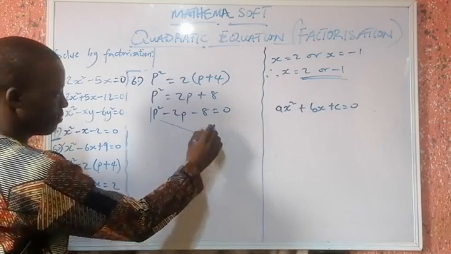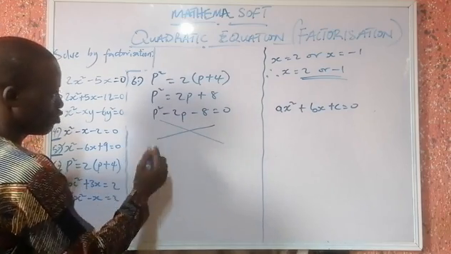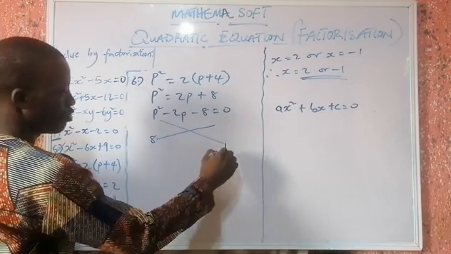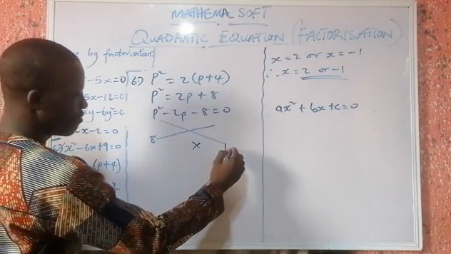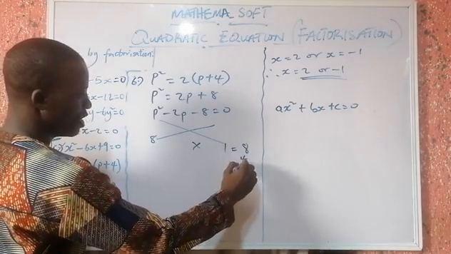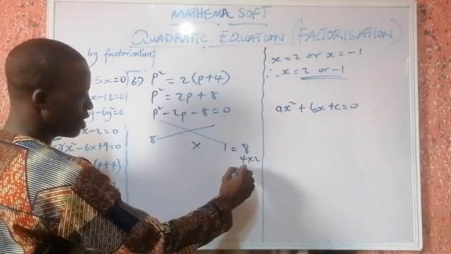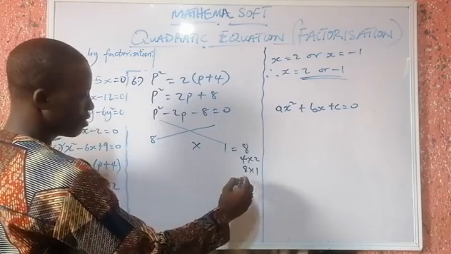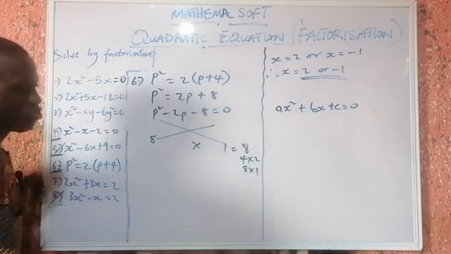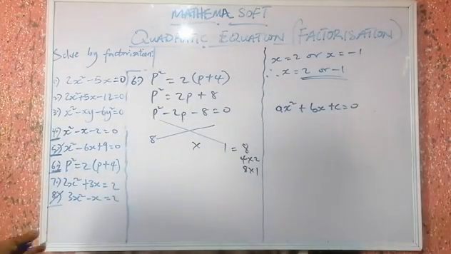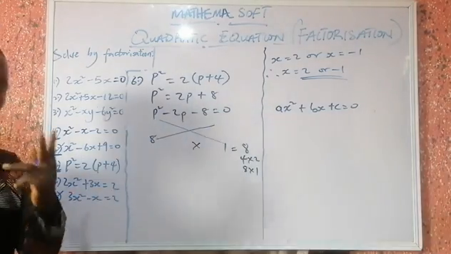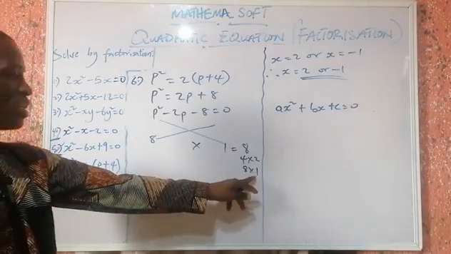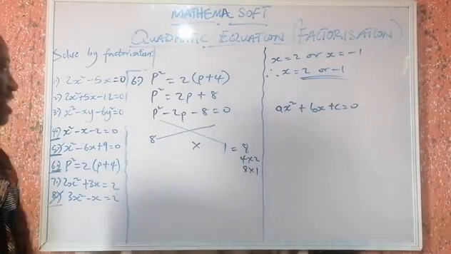It's not all the time that you need to be doing this, but let me still do it. 8, and then you have 1, so that will give me 8. Multiples of 8: 4 times 2, 8 times 1. So 4 times 2 and 8 times 1 are the multiples of 8. Two numbers that would give me this 8 that I have here.